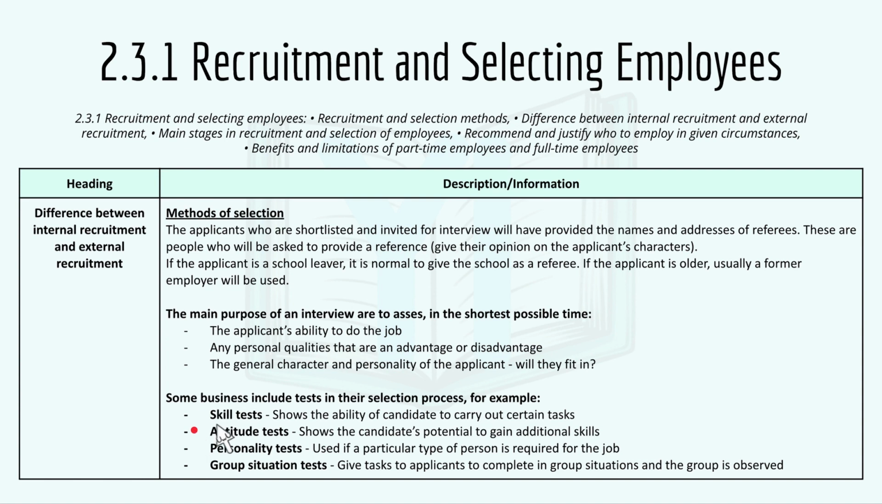Some businesses include tests in their selection process, for example, skills tests to show the ability of the candidate to carry out certain tasks, aptitude tests to show the candidate's ability or potential to gain additional skills, personality tests to detect whether a particular type of person required for the job, and group situation tests, which give tasks to applicants to complete in a group situation, and the group is observed closely.